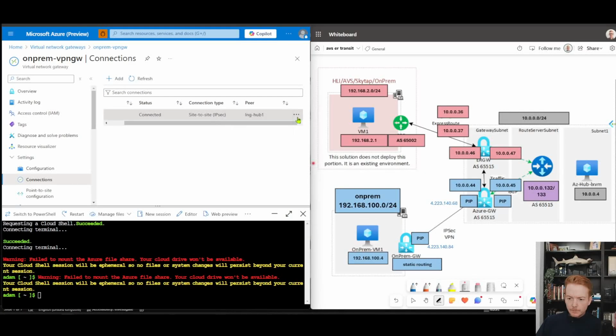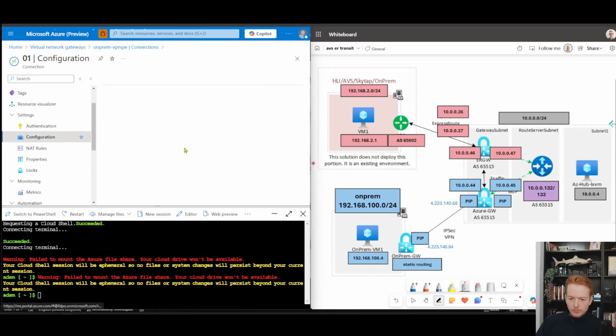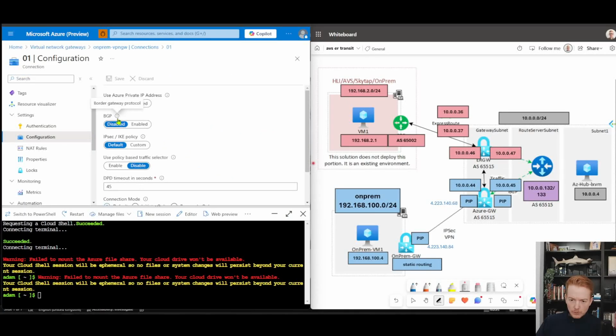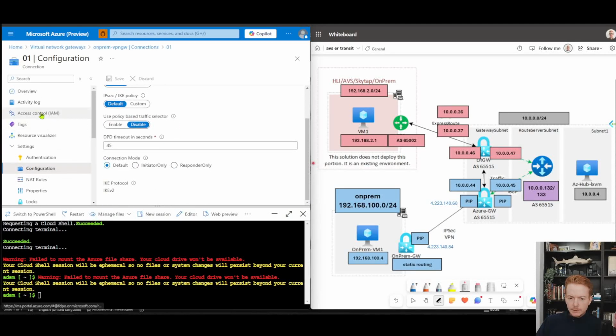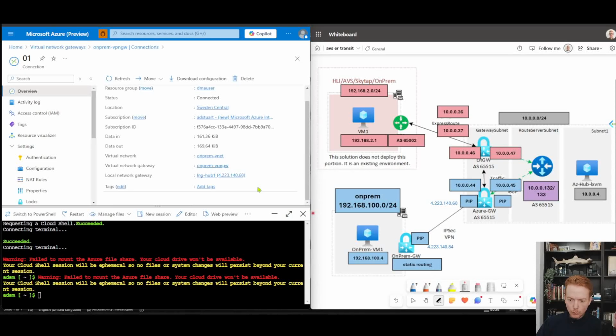And if we look at the connection properties here, we can see that the connection itself is not using BGP. Everything else is default. And then the way in which Azure deals with the settings for the remote end is we associate a local network gateway. That's the resource that contains the settings for the remote end. It's sometimes a little bit hard to wrap our heads around how the nomenclature works.